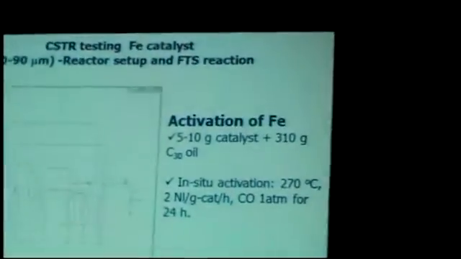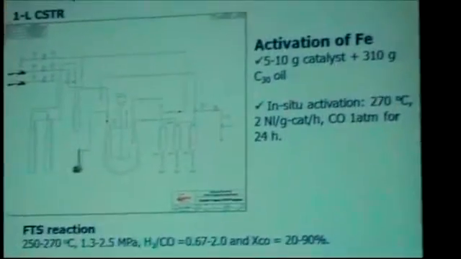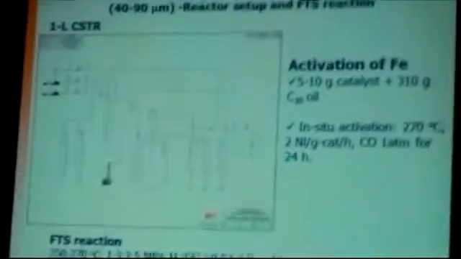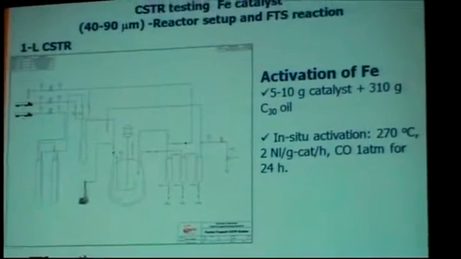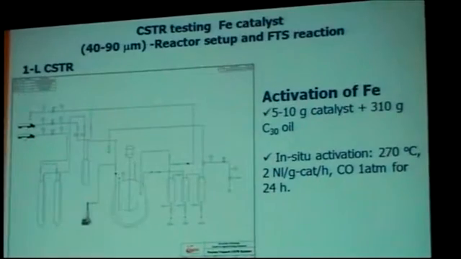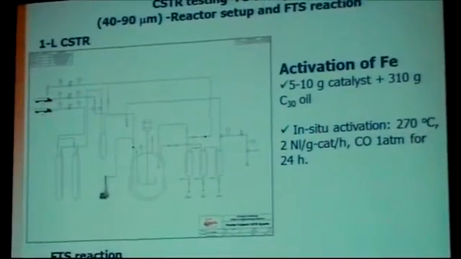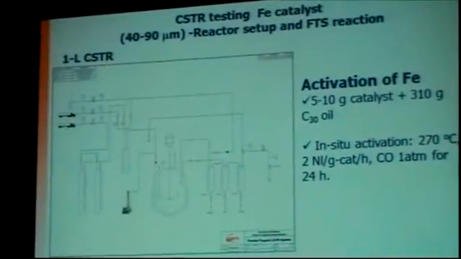The iron catalyst was tested in a slurry reactor, and on the left is the schematic of our reactor system. The iron catalyst was activated in situ at 270 C in a CO environment. The Fischer-Tropsch reaction on the iron catalyst was carried out at 250 up to 270 C, and CO conversion varied between 20 to 90%.